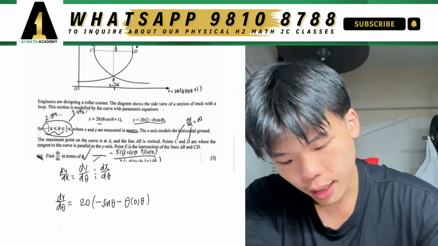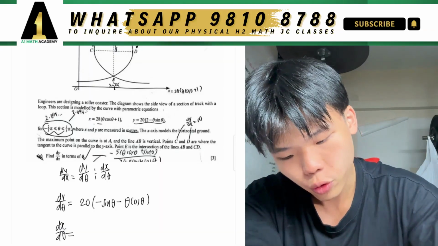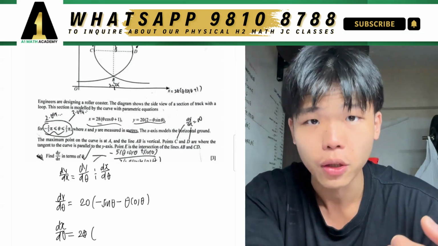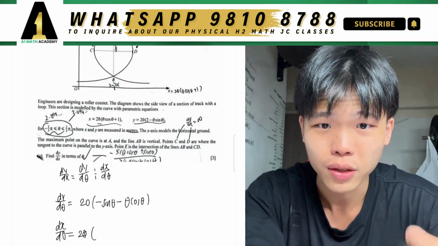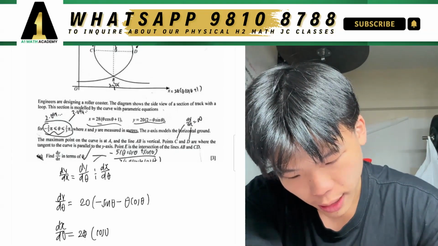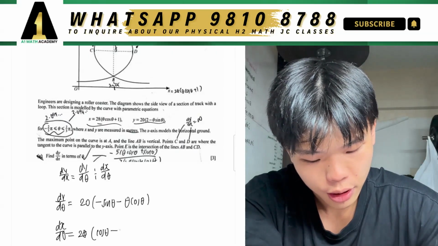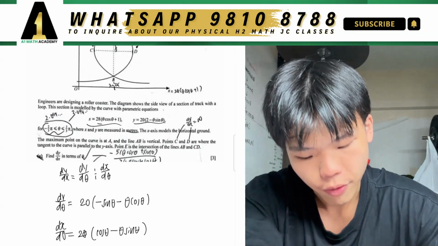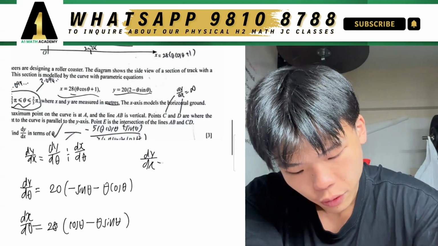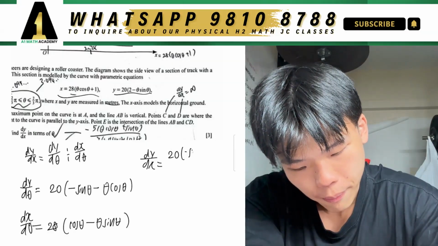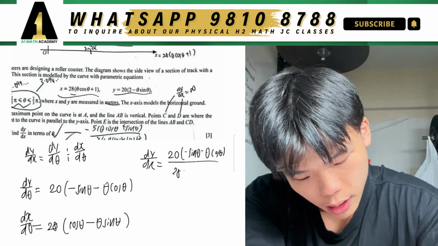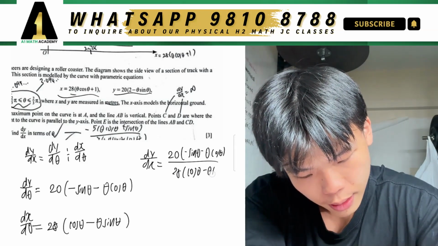When you differentiate this, and then when you have your dx/dθ, now you just need to differentiate this, right? You get 28 bracket. Now note that I never times in because eventually we'll divide them away, so keeping them outside will be easier to divide later on, right? Here I will get cosine theta, and then here is basically just minus theta sine theta over here, right? And then now we're just going to divide them away from each other. So therefore my dy/dx over here will just be 20 bracket minus sine theta minus theta cosine theta over 28 bracket cosine theta minus theta sine theta.